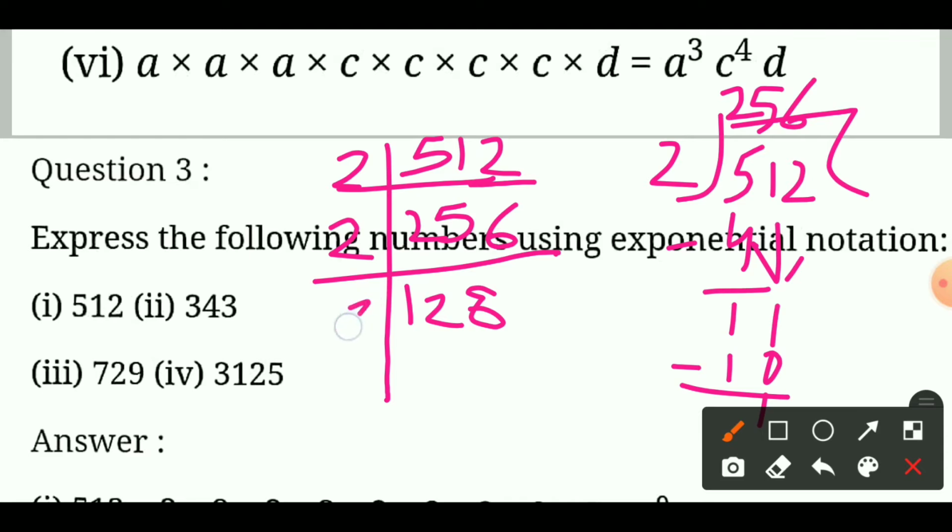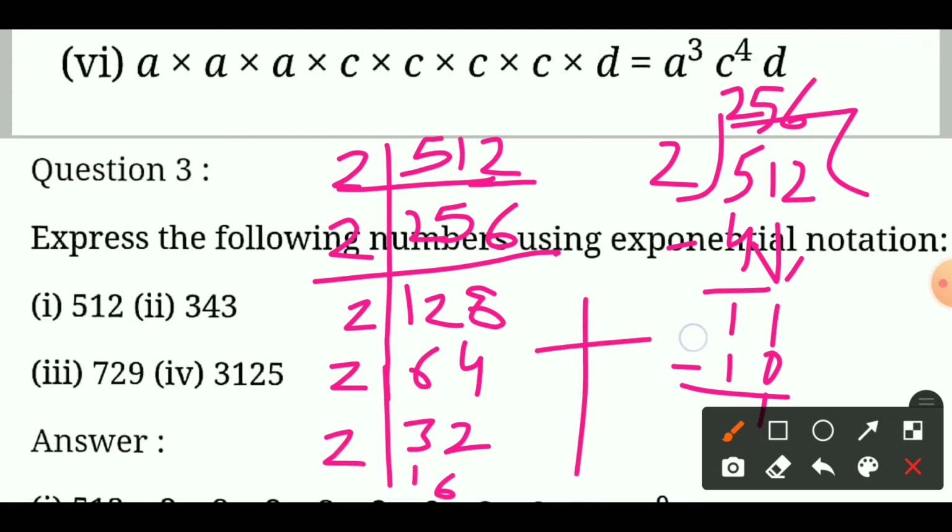Okay, then 64, then 32, then 16, then 8, then 4, then 2, then 2.